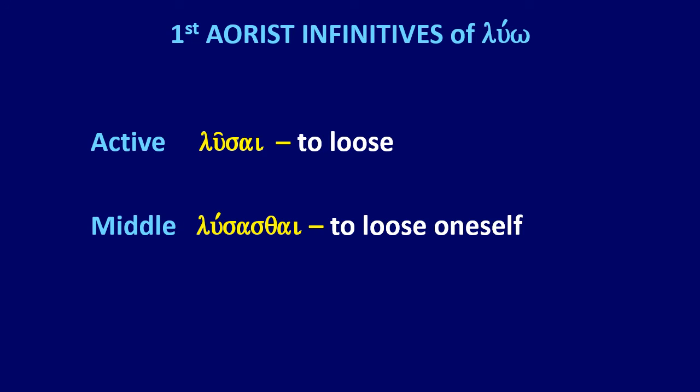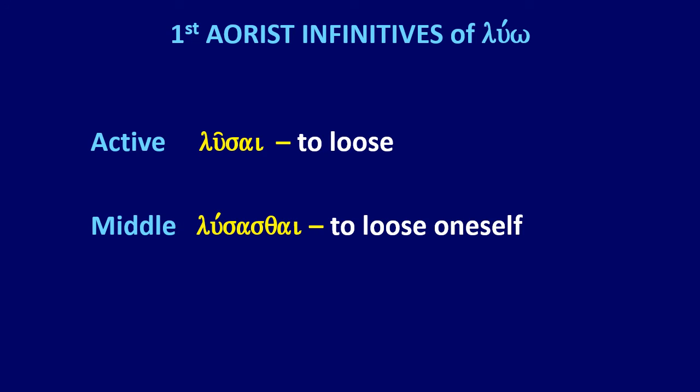But infinitives don't have person or number, and so there's just two forms with the first, second, or third person subjects. Whether it's singular or plural, you're just going to have two forms instead of the six that you're used to memorizing. And so here you have the active voice form, lusai, meaning to loose. That's how you would translate that. Or the middle voice form, to loose oneself, lusasthai is the word that's used there.